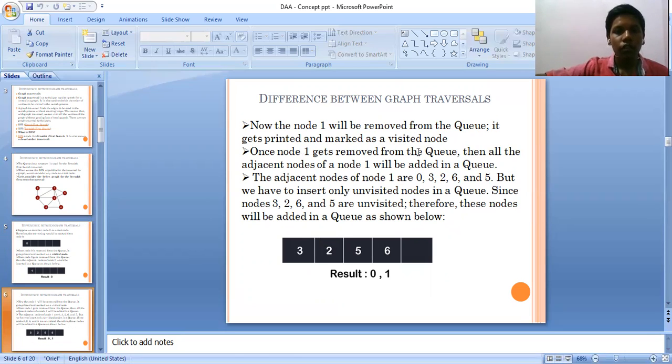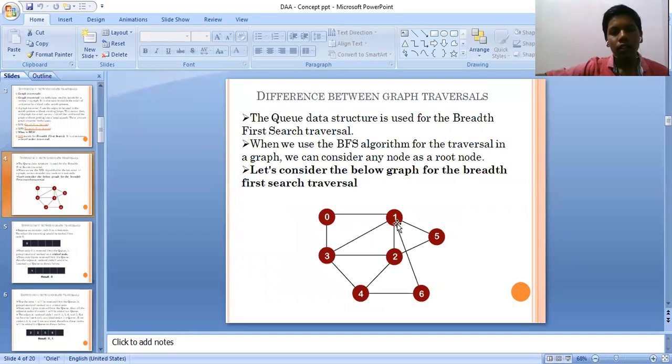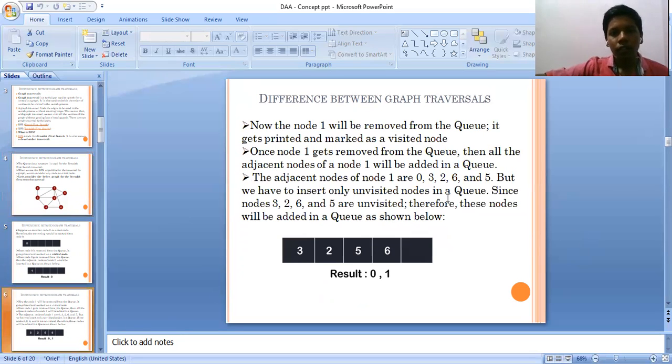Once node 1 gets removed from the queue, then all adjacent nodes of node 1 will be added in the queue. As we can see, the adjacent nodes of 1 are 0, 2, 3, 5, and 6. But we have to insert only unvisited nodes in the queue. Since nodes 3, 2, 6 and 5 are unvisited, therefore these nodes will be added in the queue as shown below.